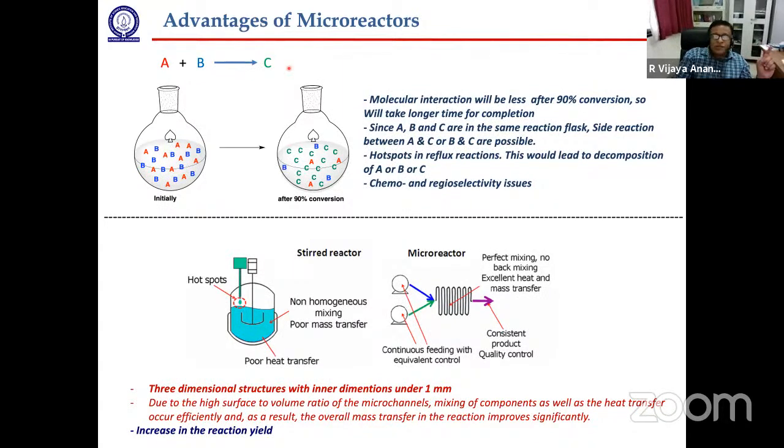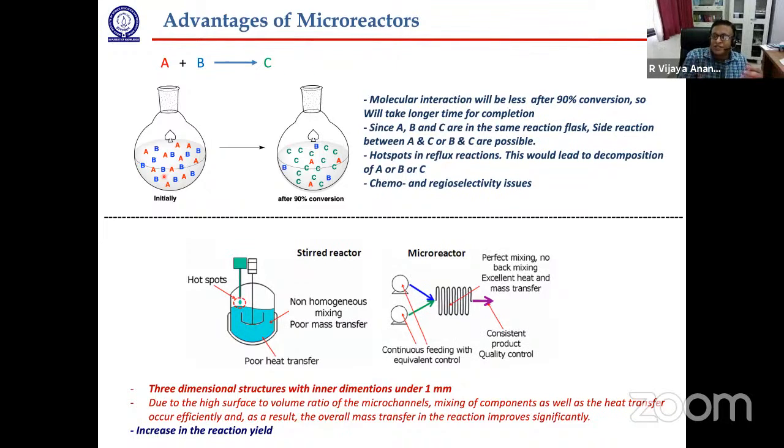Okay. So when you add A and B in the reaction flask, initially you will have a high concentration of A and B, or equal concentration of A and B. So it is very easy for A to react with B because n number of B molecules are there in the reaction flask. So the reaction takes place quickly, initially for some time.